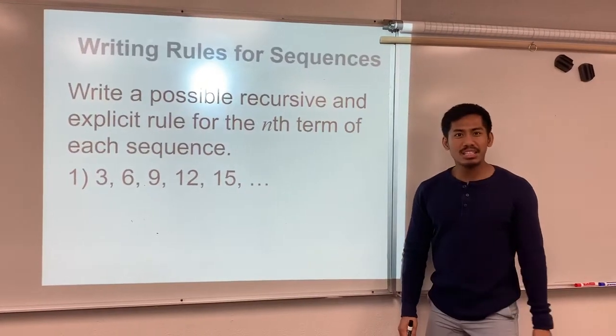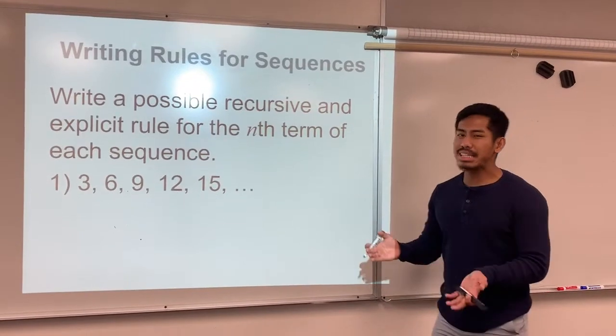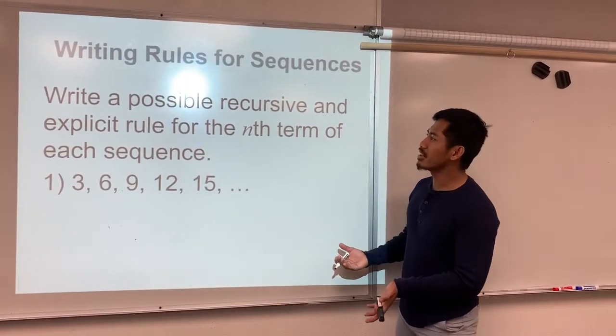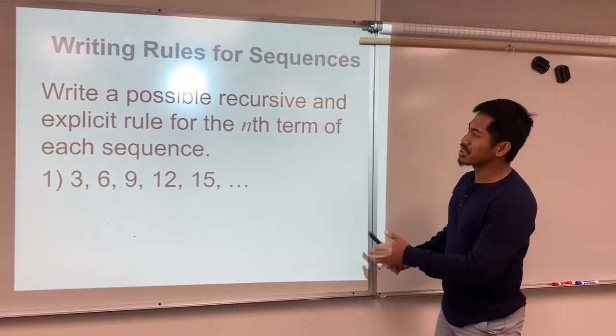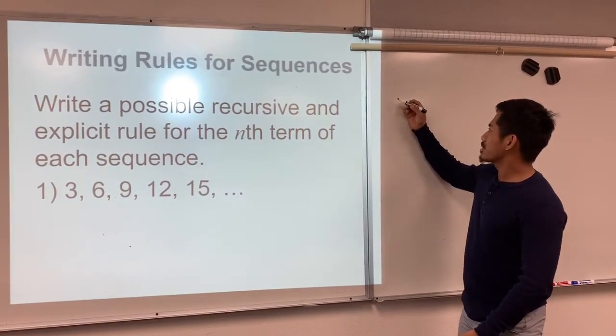So in this particular section, we're gonna do the reverse. So this time the terms are listed. So what we're gonna write are the possible rule using recursive or explicit formula. So let's begin with this particular example.